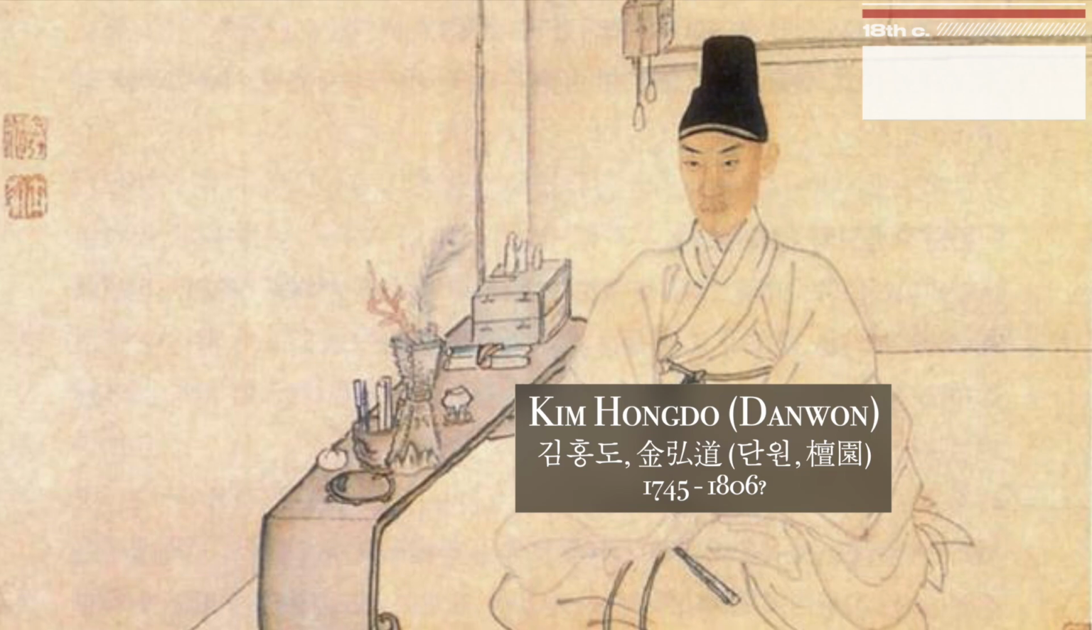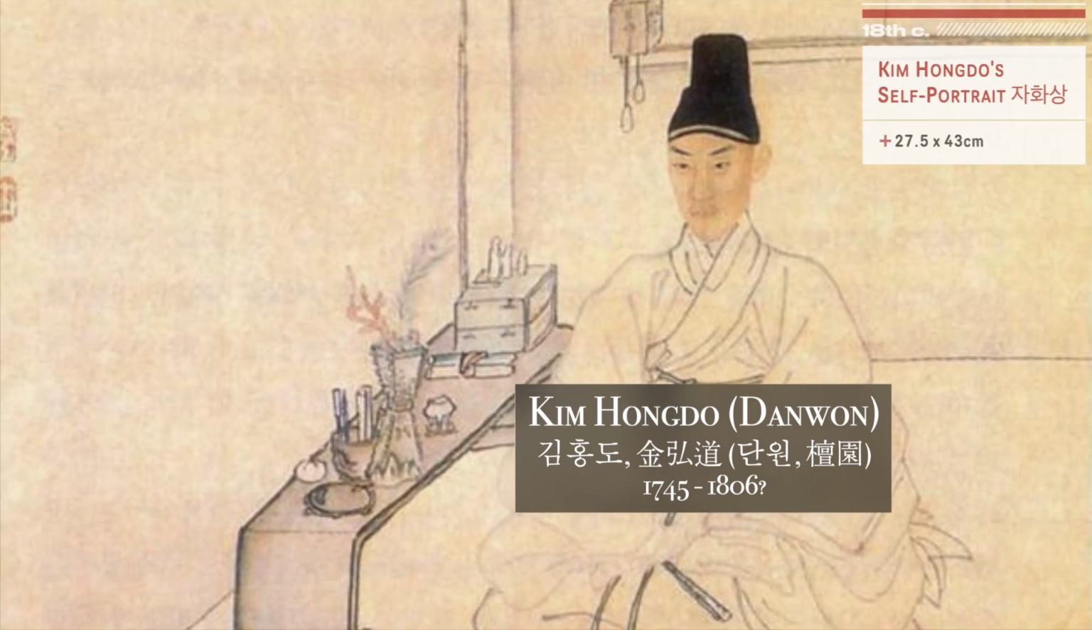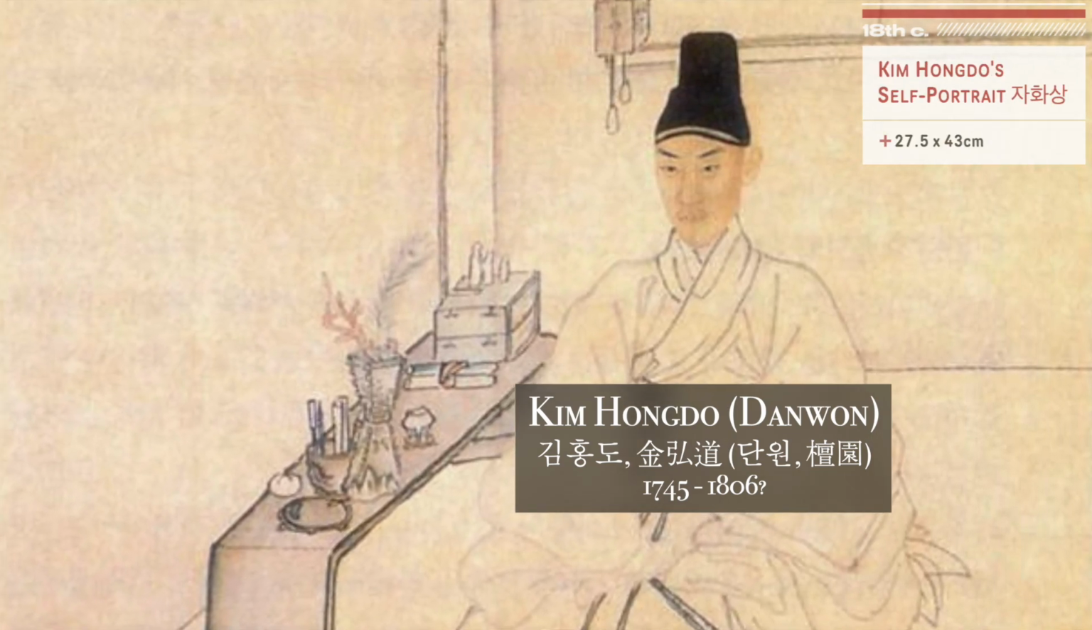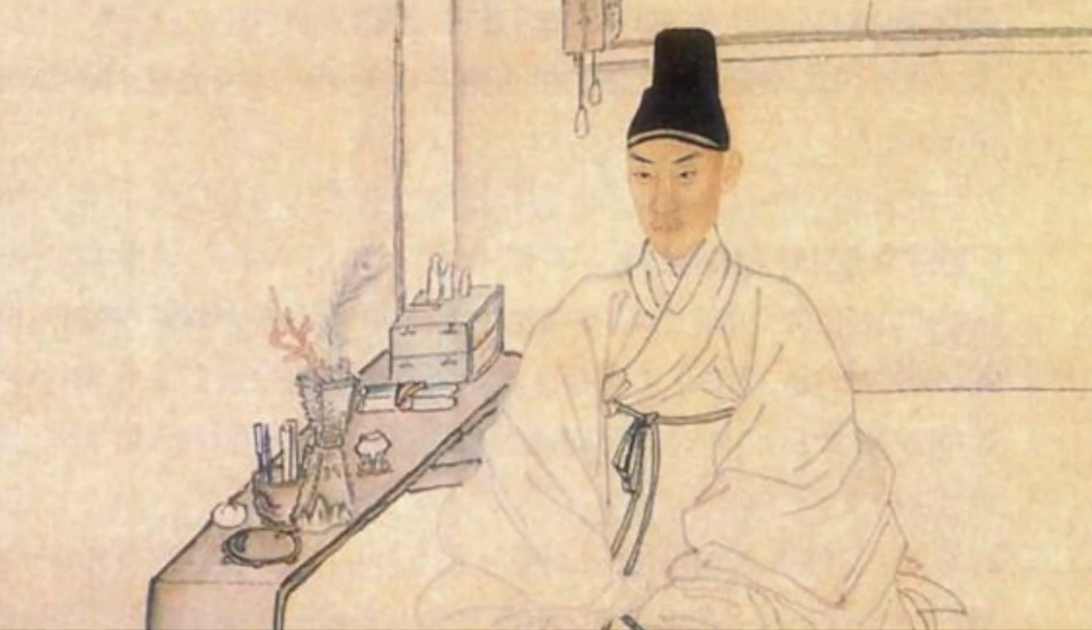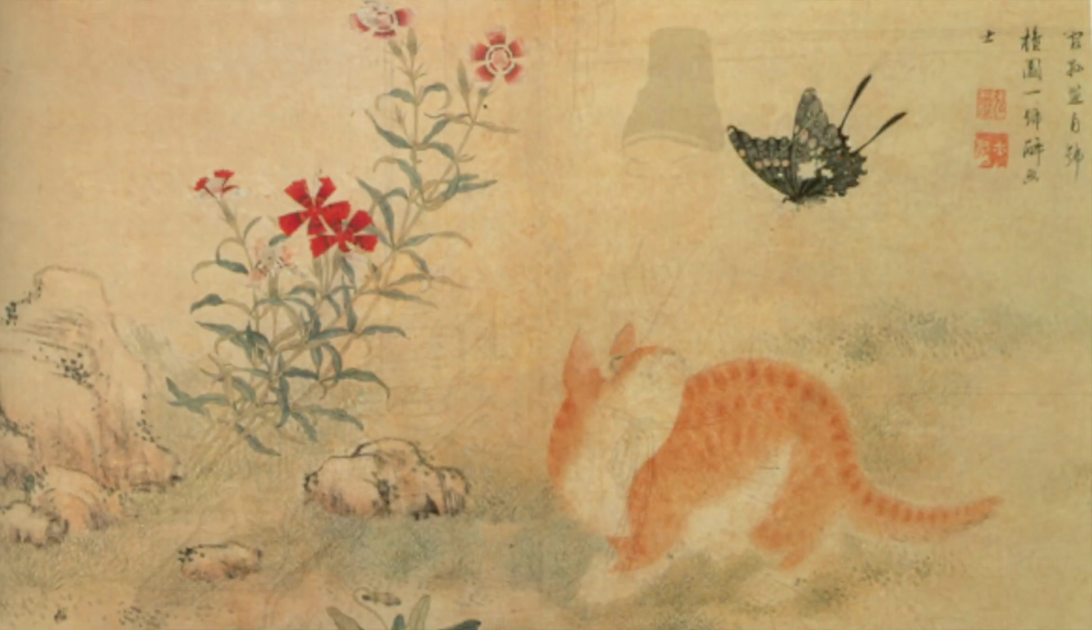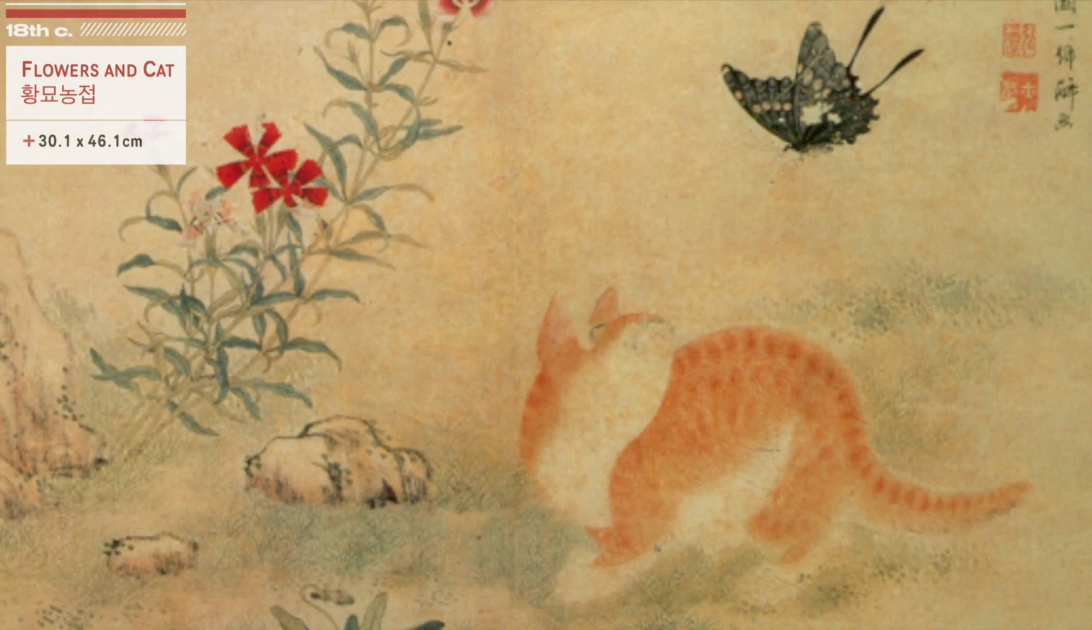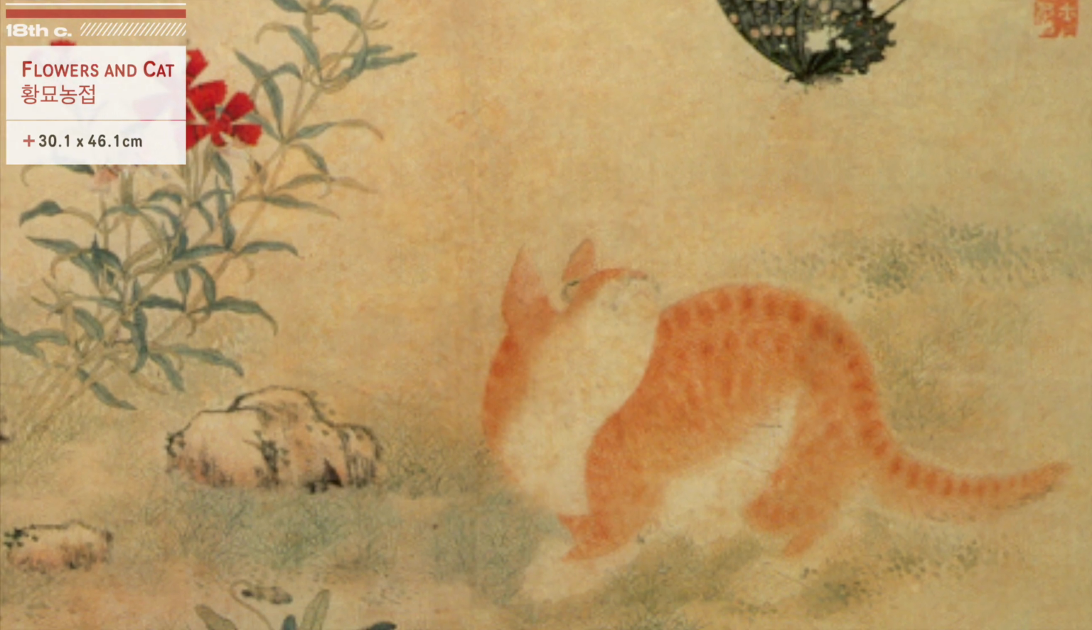Kim Hongdo, also known as Danwon, was a painter from the Korean Joseon dynasty. He was a key figure of the new trend of painting emerging at this time. He painted landscapes, flowers and birds, as well as Buddhist paintings.